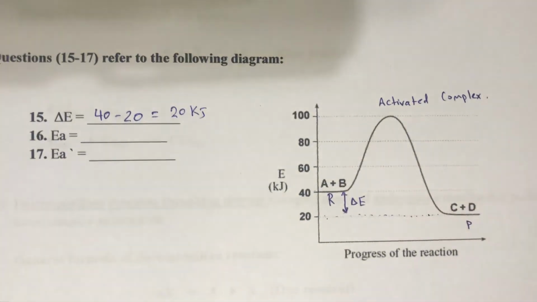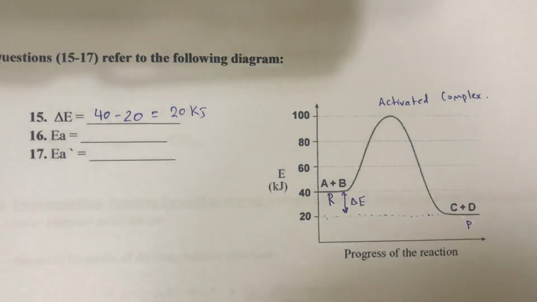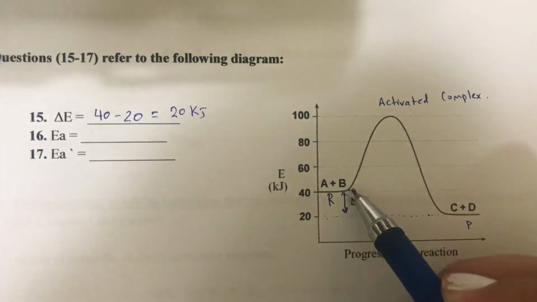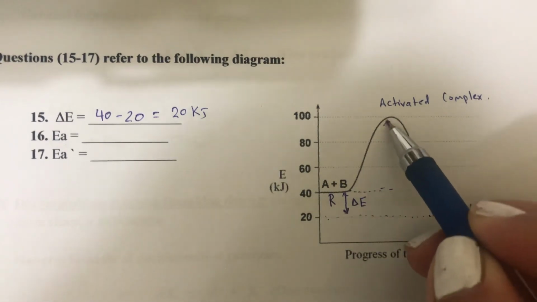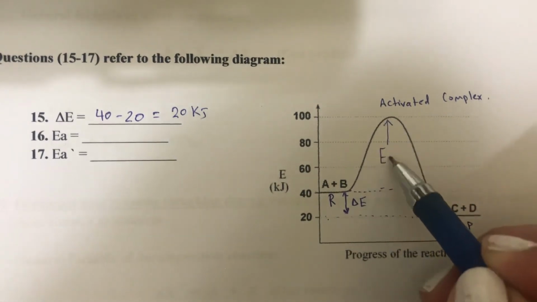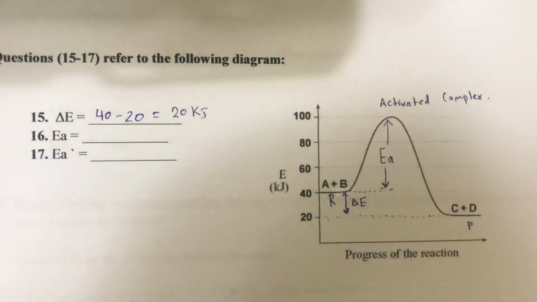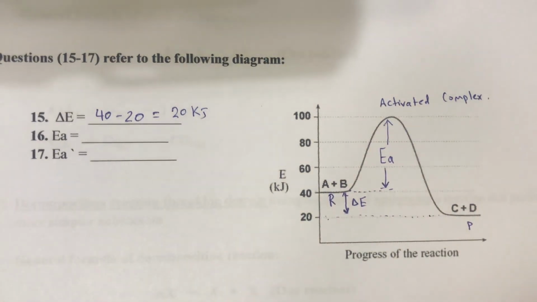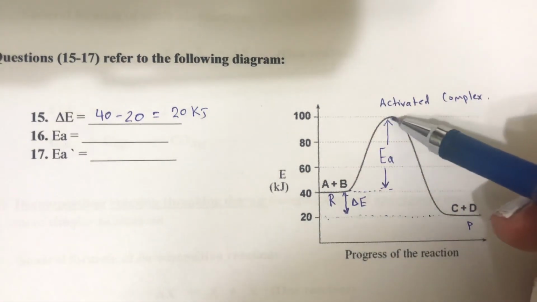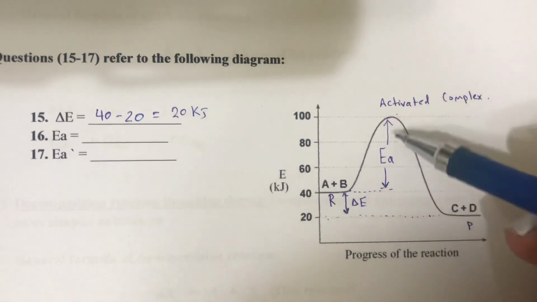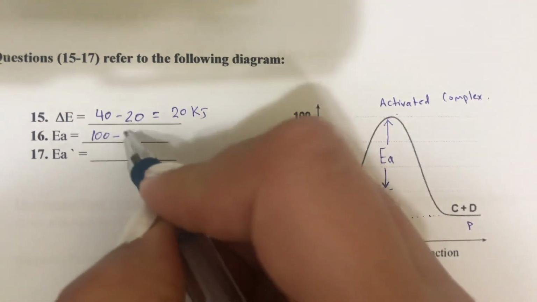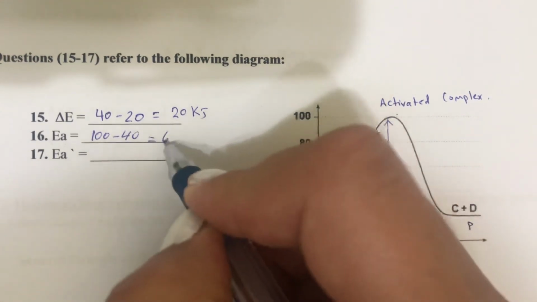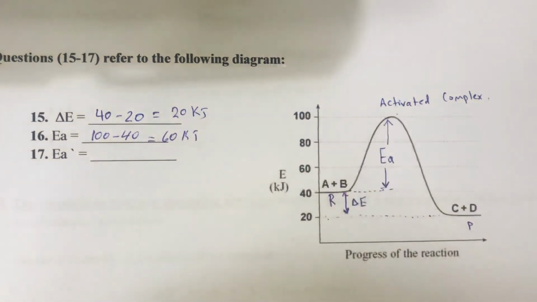Now EA, the activation energy for the forward reaction, is the energy difference between reactant and the activated complex. This is EA, which is equal to 100 minus 40. 100 minus 40, which is equal to 60 kilojoule.